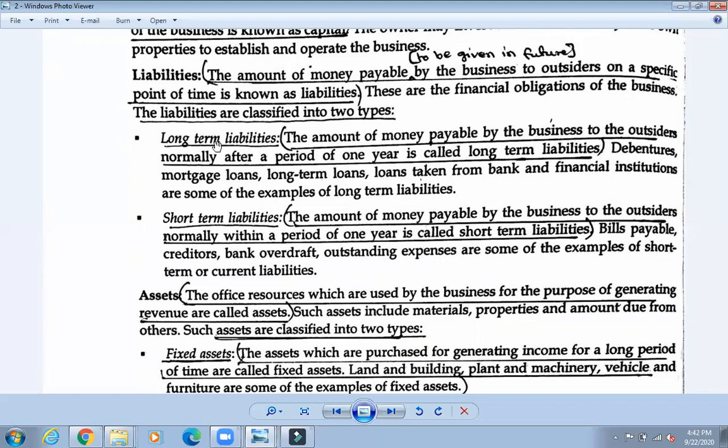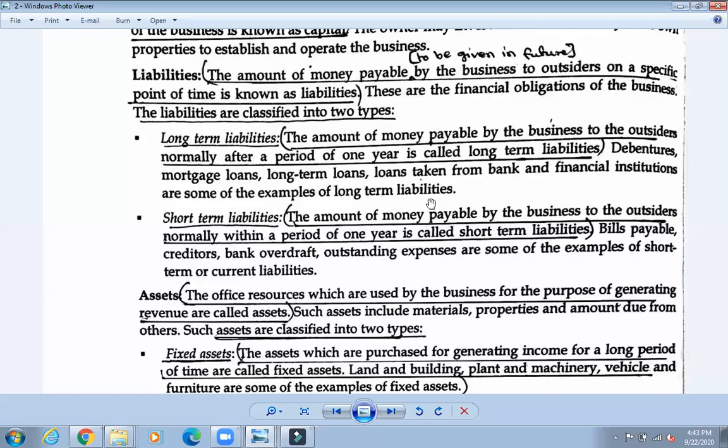Okay, so if it is more than 1 year, the amount of money payable by the business to the outsider, बाहिर तिर्नु पर्ने हो नि त. I have taken the loan, that means I have to pay where? I have to pay outside the business, that means the outsider. Okay, business भन्दा बाहिरको मान्छेलाई मैले तिर्नु पर्ने छ, that is called the liabilities. Normally after a period of 1 year, एक वर्ष पछाडि चाहिँ मैले त्यो मान्छेलाई तिर्नु पर्ने छ भने, that is called the long term liabilities. So if I have to pay to some person after 1 year, then that is called the long term liability.